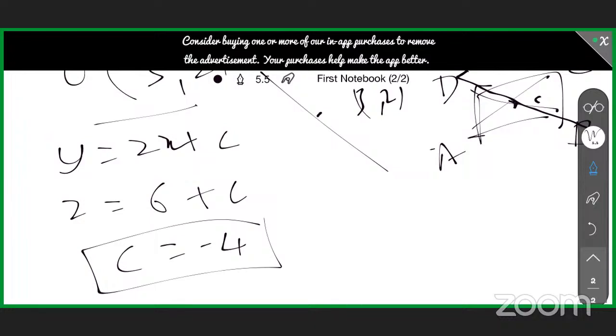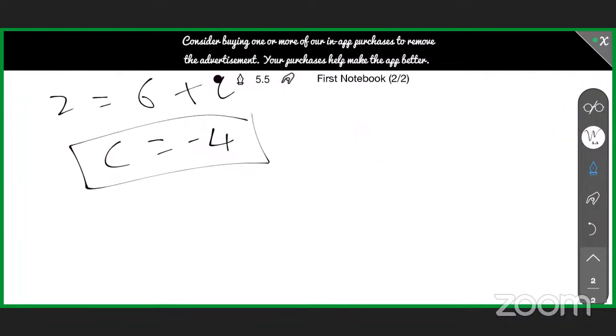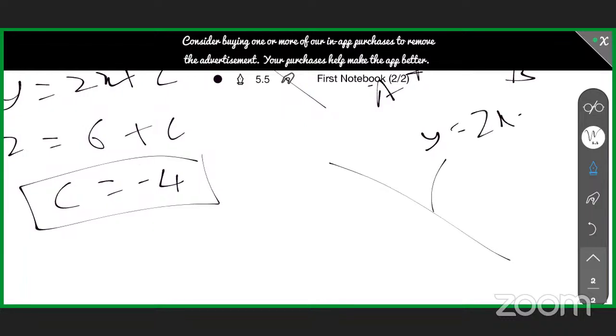Now I got the c. What is this called? The y-intercept. Now let us keep this y-intercept separately. Coming at the same line. Now this is the line. Not this line. The line is supposed to be like this. This is the line, and this line is y is equal to 2x plus c.